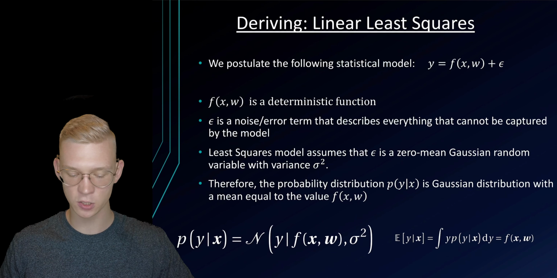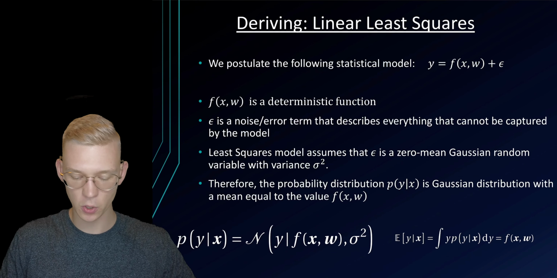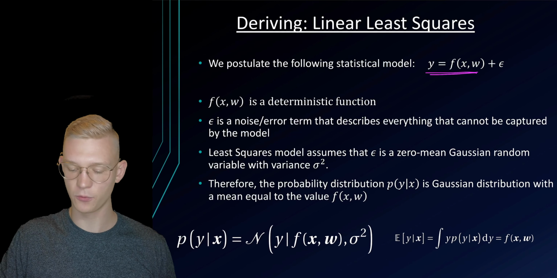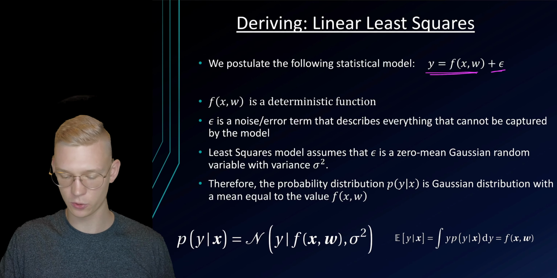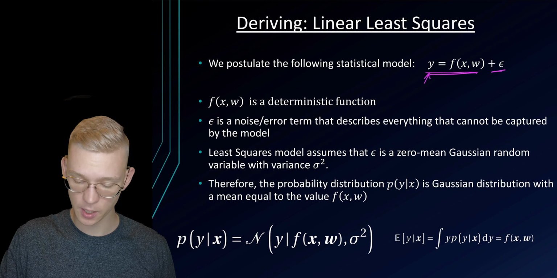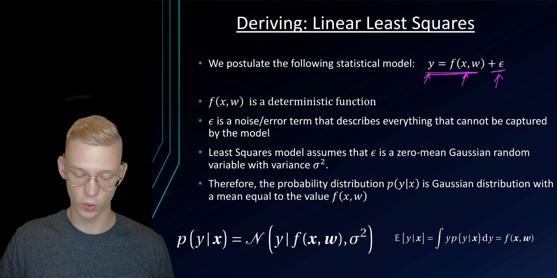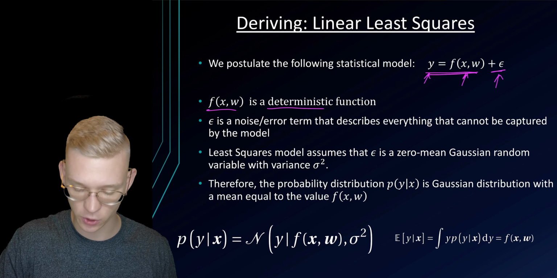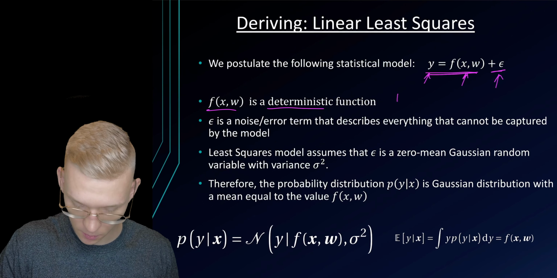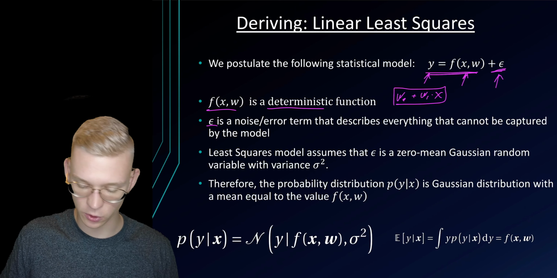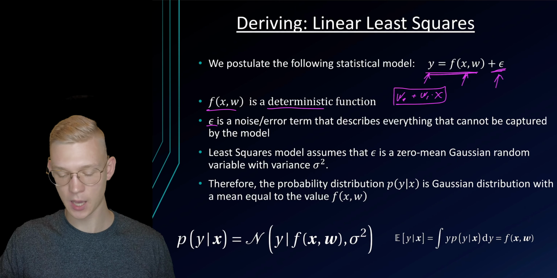So now to the derivation of the linear least squares. We propose the following statistical model. So this is exactly the same thing that we had before, but now we have a noise term. So our observation, our labels, are a deterministic function plus some noise. So f of x is a deterministic function, for example, w0 plus w1 times x. This is our f of x plus some noise. And that noise term is everything that we cannot capture in our model.